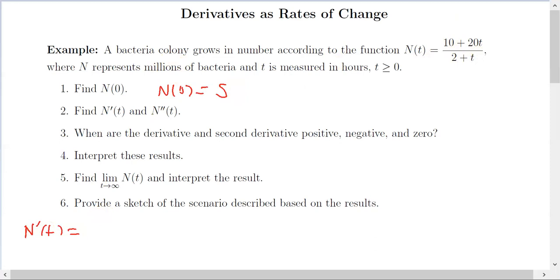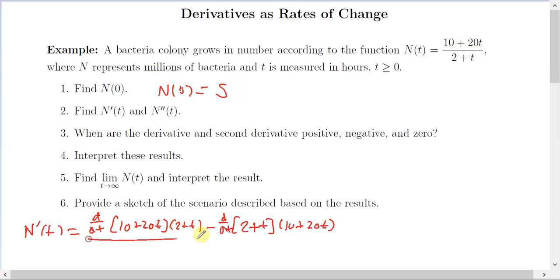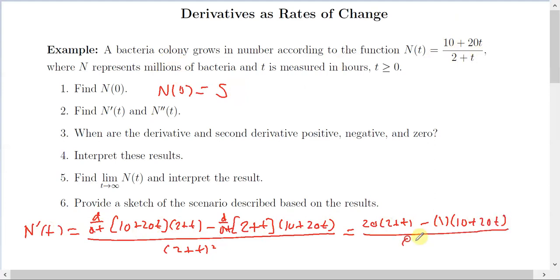So it's going to be the derivative of the top. Let me write this one out. Derivative of the top, which is 10 plus 20t, times the bottom, 2 plus t, minus the derivative of the bottom, which is 2 plus t, times the top, which is 10 plus 20t. And then that's all divided by the bottom squared, so 2 plus t squared. And so if I do these derivatives, I'm going to get a 20 times 2 plus t minus 1 times 10 plus 20t, and that's all divided by 2 plus t squared.